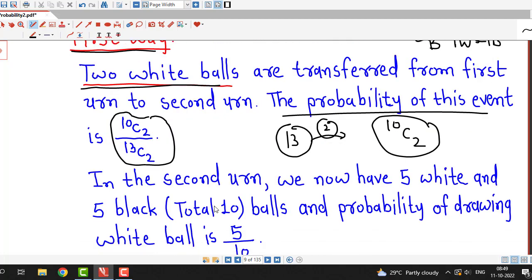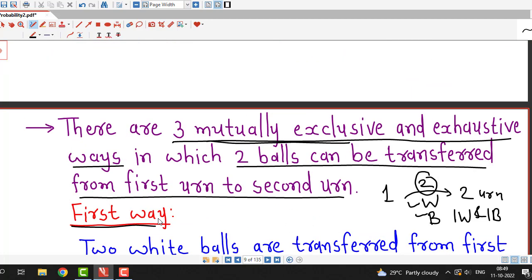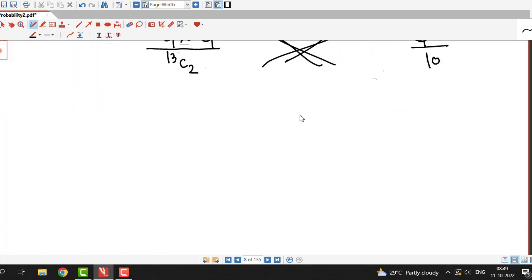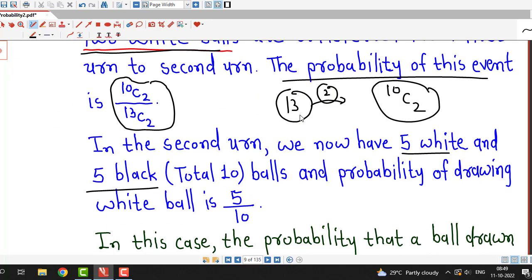Now we are transferring these 2 balls into the second urn. So in the second urn we now have 5 white and 5 black balls, because in the second urn we have 3 white and 5 black balls, and we are transferring 2 white balls here. So there will be 5 white and 5 black balls, that is a total of 10 balls. And the probability of drawing a white ball from the second urn will now be 5 by 10.